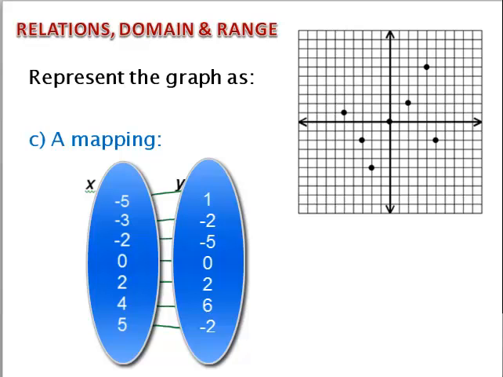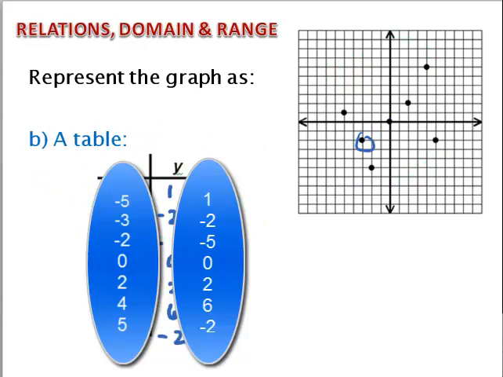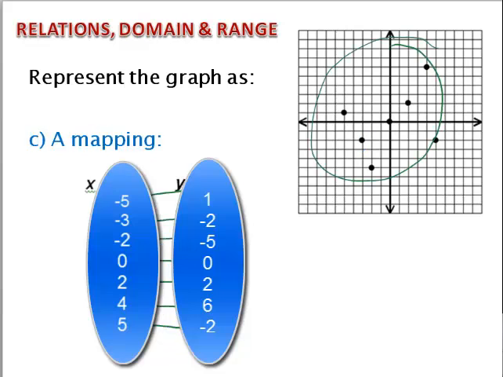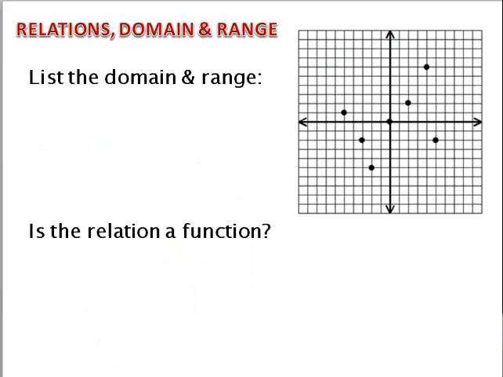Or if there were 2 points that had the same x, then you'd have 2 lines coming from that x. Okay? So that's our fourth way to represent. We had our table to start with, we had our ordered pairs, we had our table, and then we had our mapping. Now what we want to do is list the domain and the range of this relation.